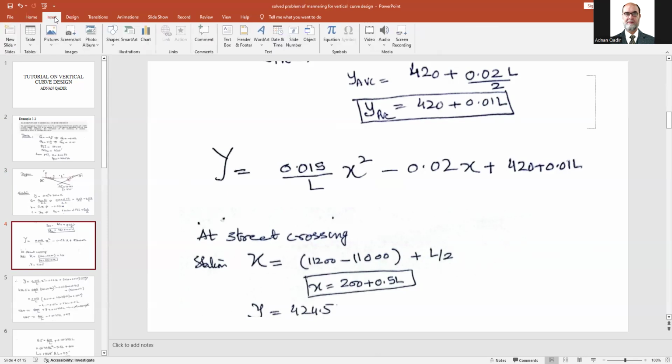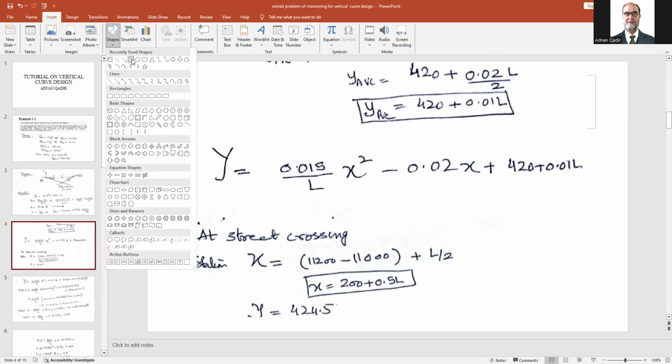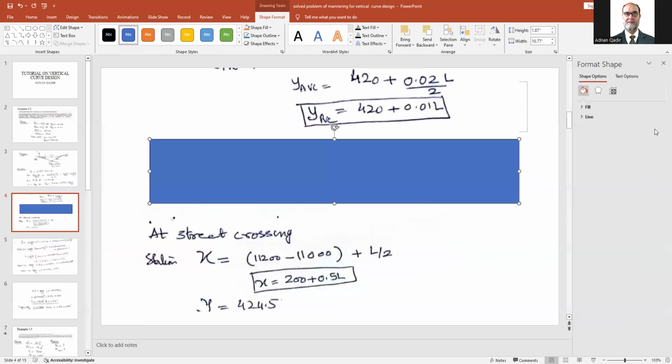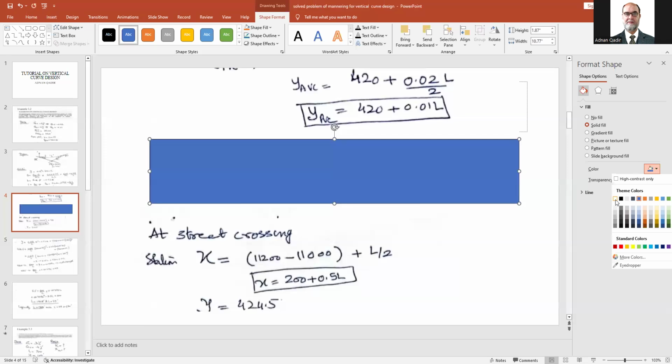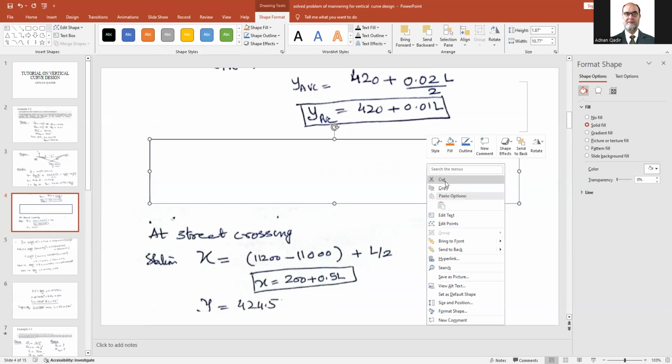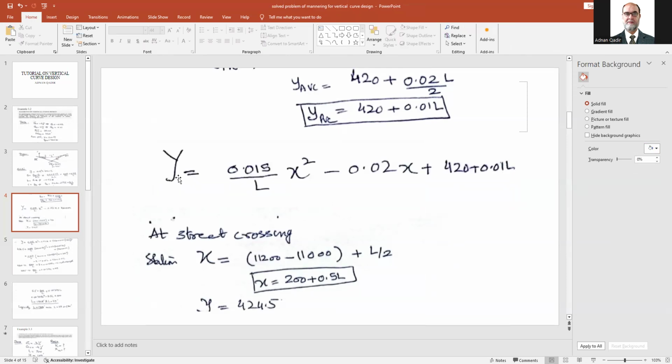Once you do this, we put these parameters into the curve equation. So y equals 0.015 over L times x squared minus 0.02x plus 420 plus 0.01 L. Now, if we want to know the value of x, x is simply 11,200 minus 11,000 plus L by 2. So the value of x is placed over here.